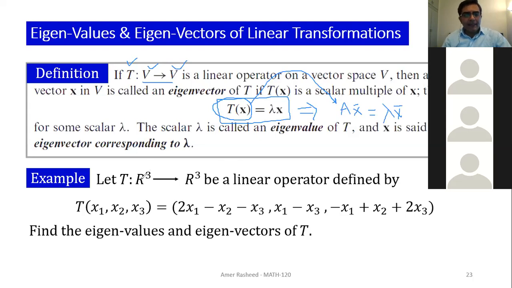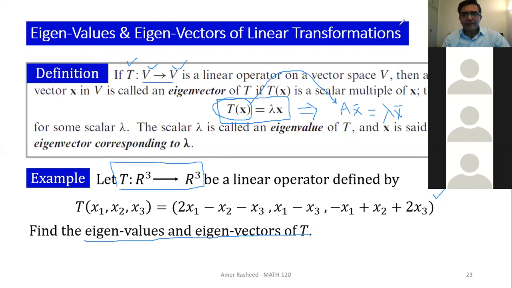For example, we need to find the eigenvalues and eigenvectors of this linear operator T from R cube to R cube, and we are given by definition the linear transformation is defined in this way. So T of (x1, x2, x3) is equal to (2x1 minus x2 minus x3, x1, x3, and then minus x1 plus x2 to x3). Now we need to find the eigenvalues and eigenvectors corresponding to this linear transformation.